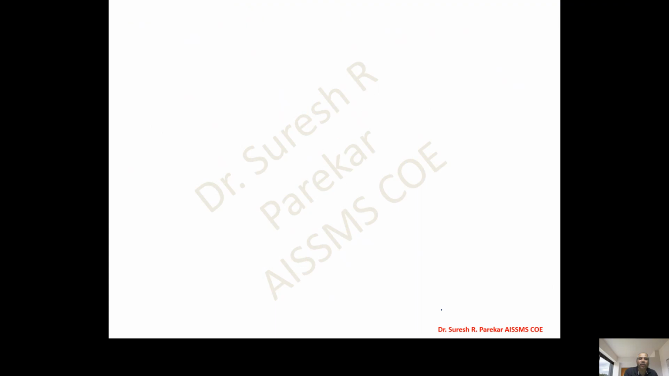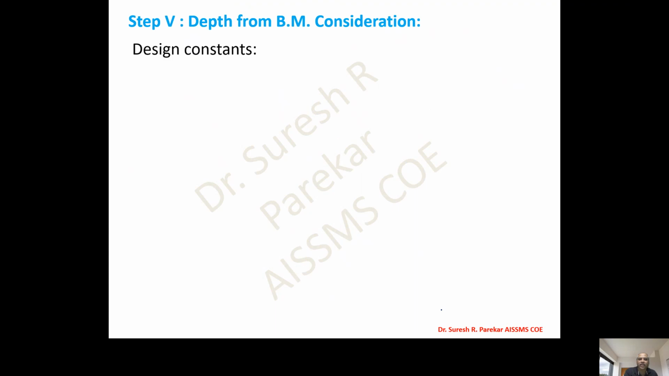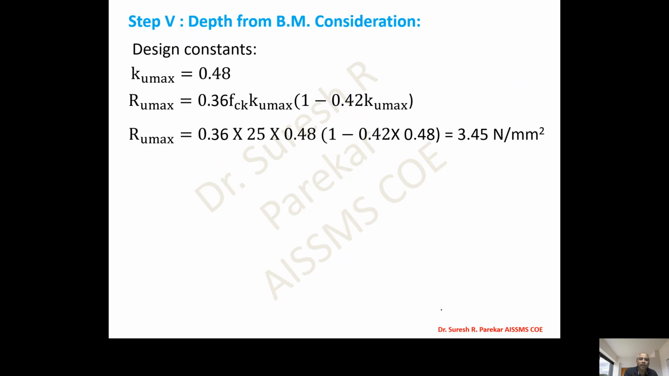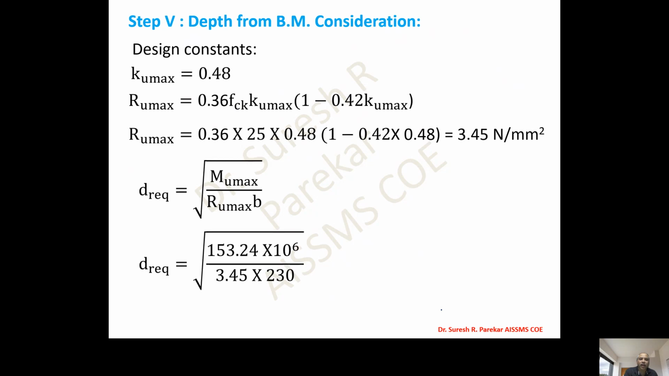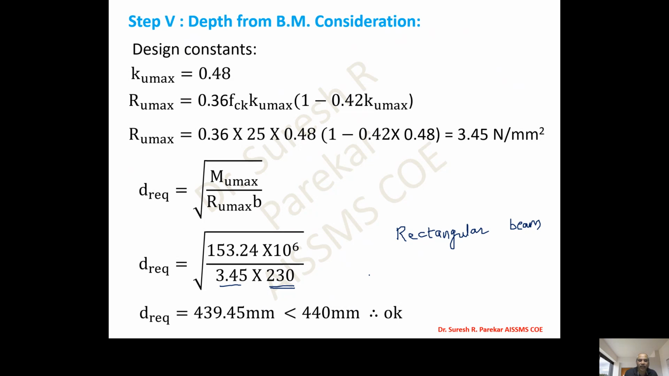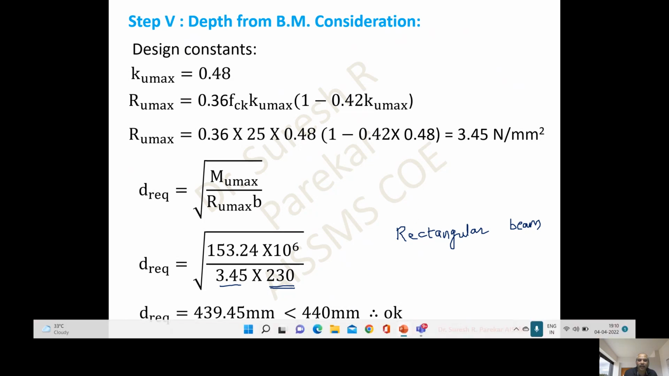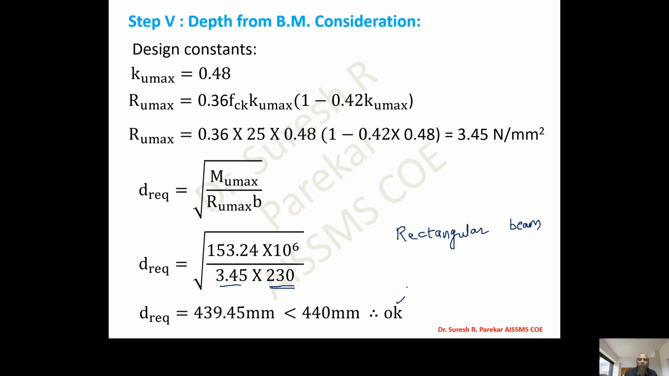153. And now we are going to find out the depth from bending moment consideration. Maximum bending moment we have is at the support, and therefore 153.24 into 10 raised to 6 upon 3.45 upon 230, because at support we have a rectangular beam. At support we have a rectangular beam, and therefore we have to take the value of B, that is 230 millimeters. And then we have this value 439.45, which is less than 450, and therefore okay.